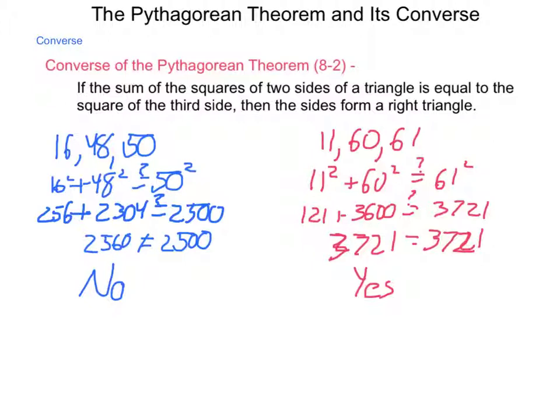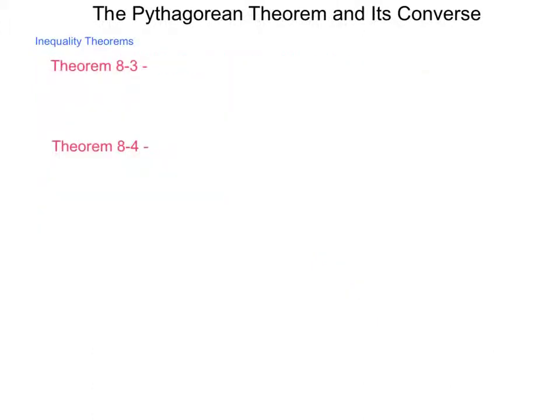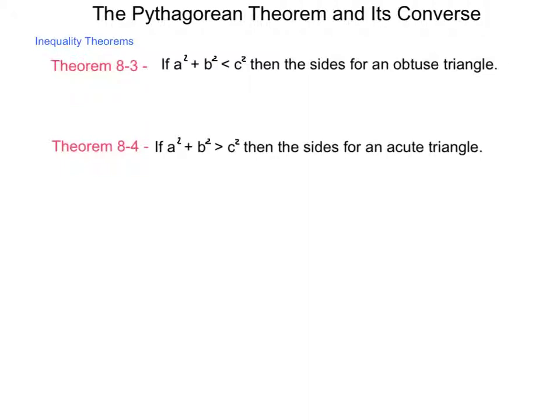So if the sides do satisfy the Pythagorean theorem, then we know that we have a right triangle. But what about situations like this 16, 48, 50 where it does not satisfy it? What then? Well, there are two theorems that go along with this. Let's take a look at them real quick. Theorem 8.3 states, if a squared plus b squared is less than c squared, then the sides will form an obtuse triangle. And along with that, Theorem 8.4 tells us, if a squared plus b squared is greater than c squared, then the sides will form an acute triangle.